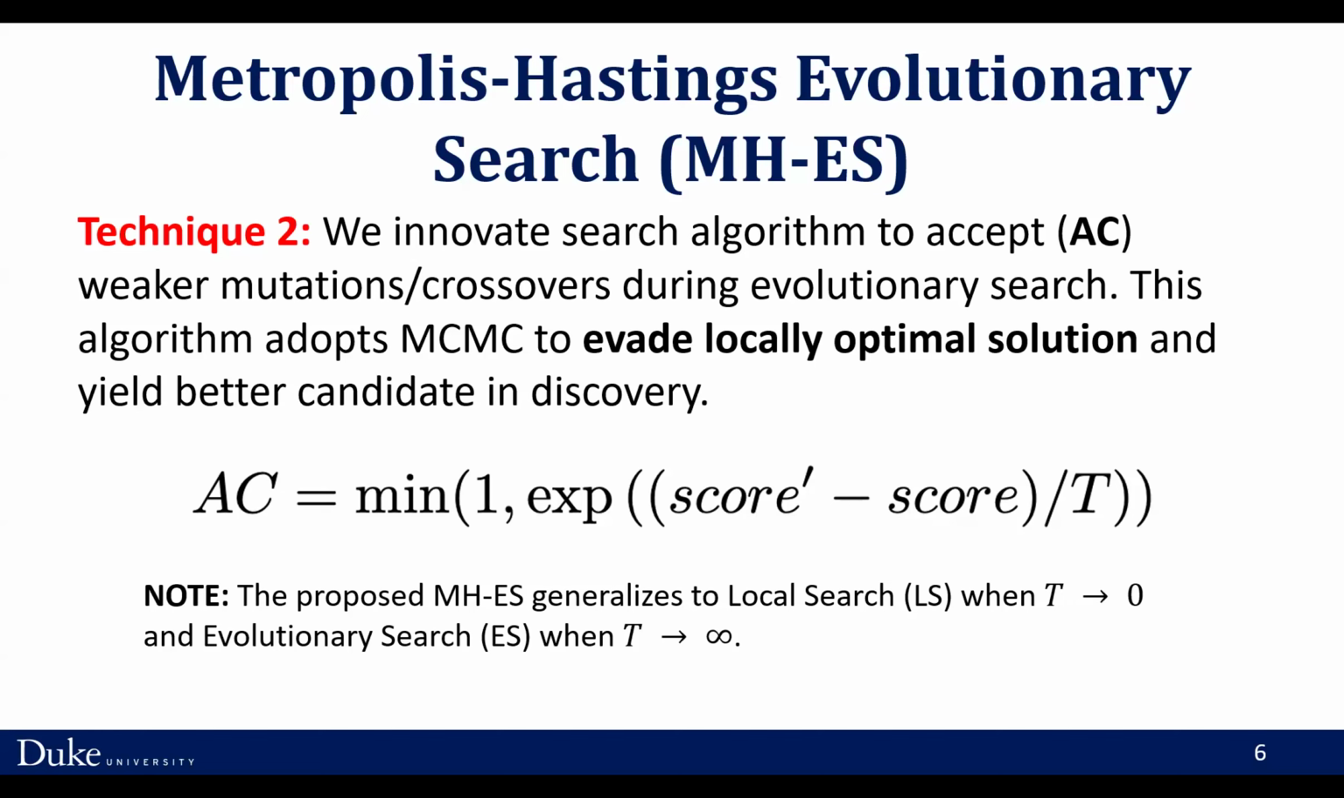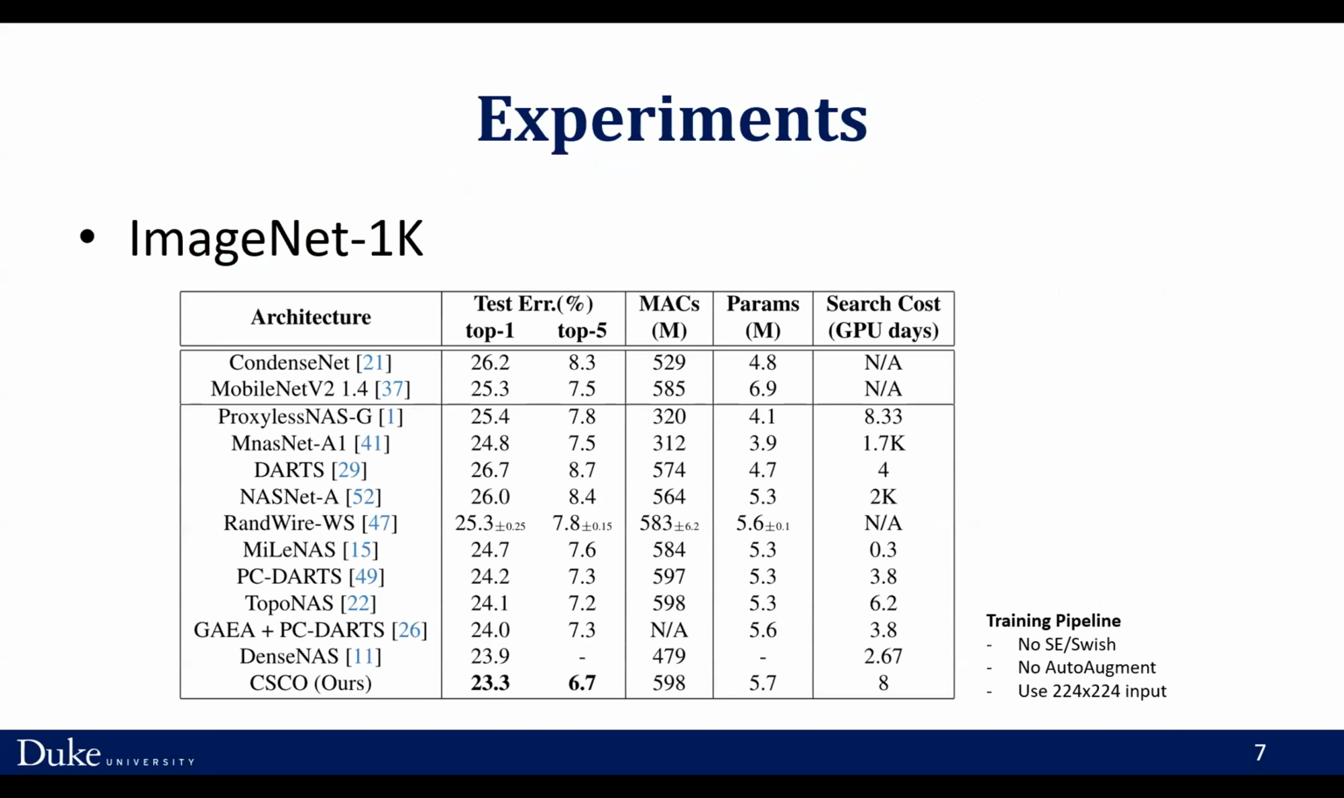So these are the two techniques that we propose to try to address the challenges in predictor-based NAS for the large-scale DAG search space. We perform very detailed experiments on ImageNet-1K benchmarks and compare the results with all of the existing architecture families, and we can see some very noticeable gains on ImageNet-1K top-1 and also top-5 with a very plain training pipeline.